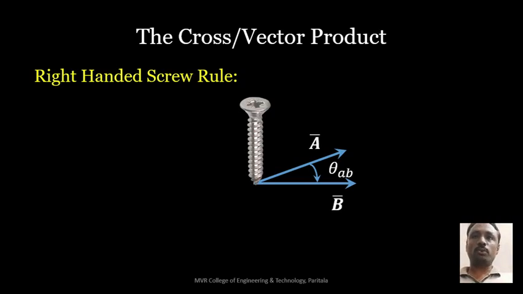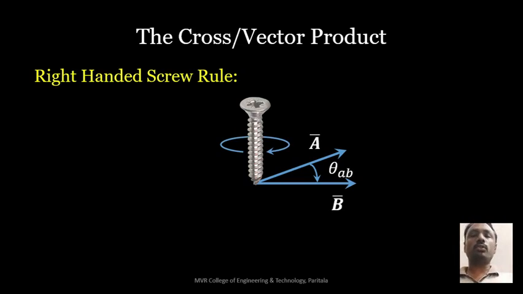The function of this screw is, if you rotate it in the clockwise direction, it will go in the downward direction. If you rotate the screw in the anti-clockwise direction, it will go in the upward direction. So here, in which way do we have to rotate? See that the angle theta AB is coming from A to B. So that is the clockwise direction. So we have to rotate the screw in the clockwise direction.